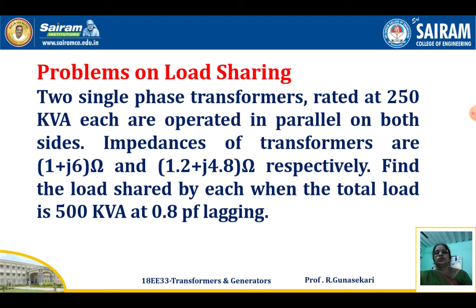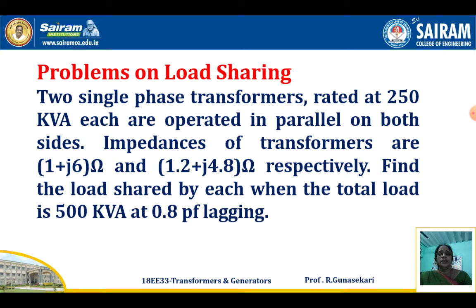The problem is: two single phase transformers rated at 250 kVA each are operated in parallel on both sides. So the two single phase transformers are rated at 250 kVA each. That means transformer 1 and transformer 2 both have the same kVA rating. This is the meaning of this sentence. Then the impedances of the transformers are 1 plus j6 ohm and 1.2 plus j4.8 ohm respectively.